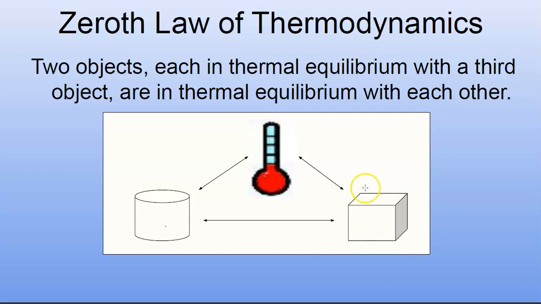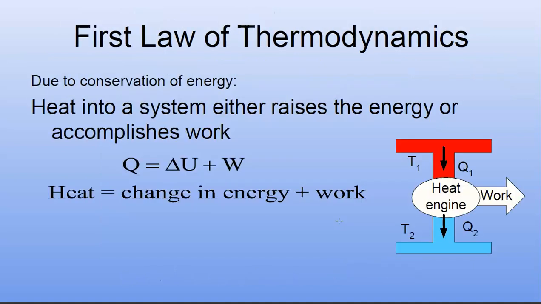In mathematics, we would call this the transitive property, and people would write: if A equals B and A equals C, then B equals C, or something like that. You could write it other ways, but you get the idea, right? I've got two things. They're each in thermal equilibrium with a third object, in this case the thermometer, and therefore they have to be in thermal equilibrium with each other. Boring. Next, first law of thermodynamics.